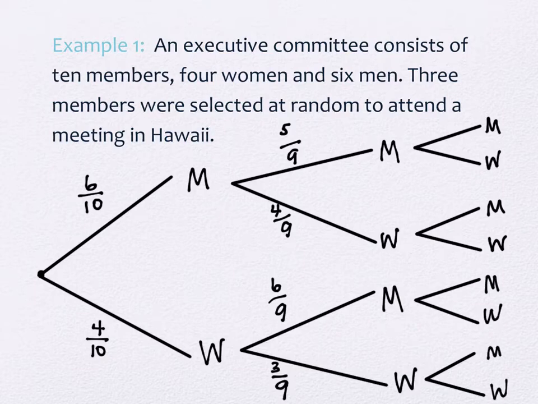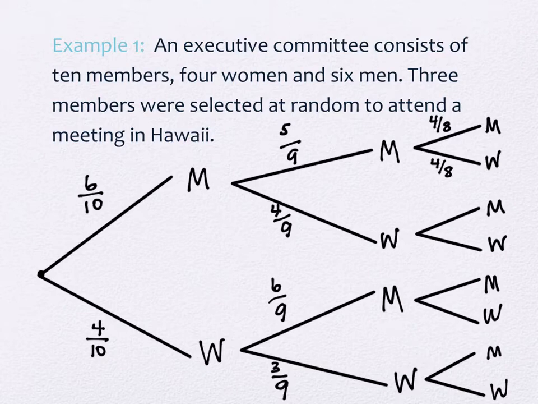Okay, so we're going to do one set of branches at a time. Along the very top, I've selected 2 men so far, right? So how many men are left? 4 men left out of how many names total? 8. How many women are left? Still the same 4 because none of them have been selected along that branch.